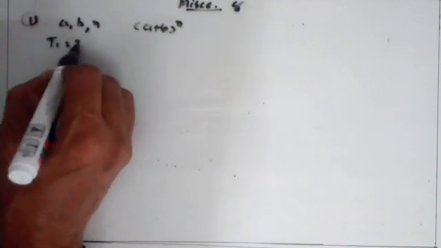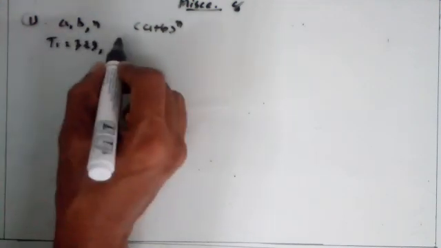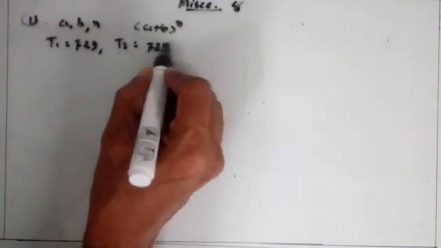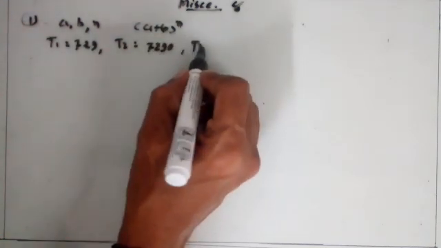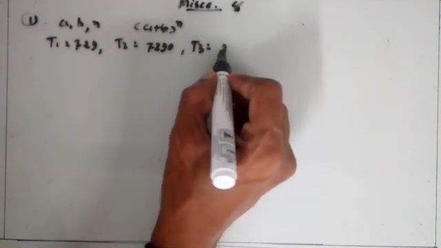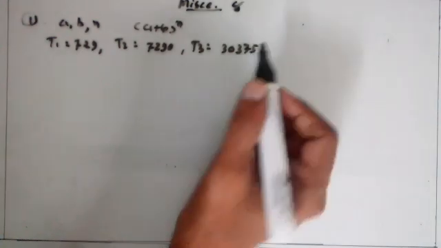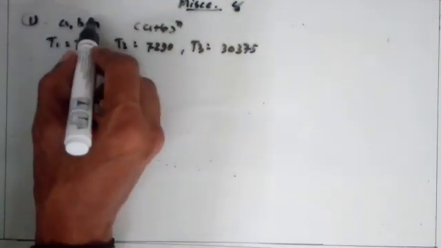If the first three terms, that is T1 is equal to 729, T2 is equal to 7290, and T3 is equal to 30375. Find a, b and n.